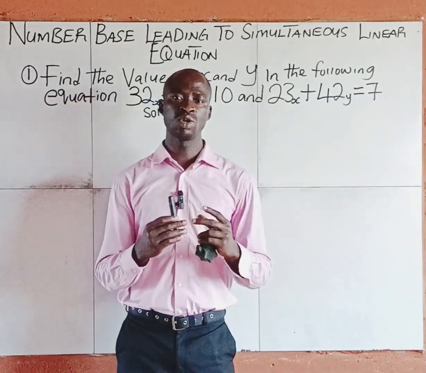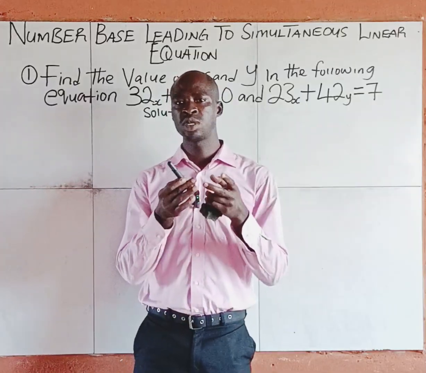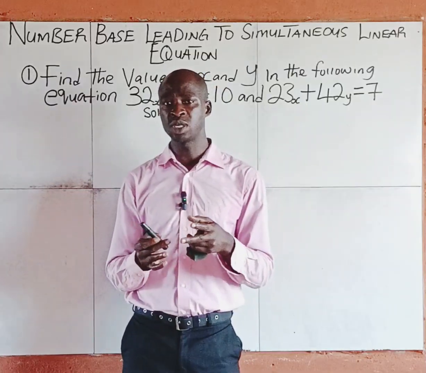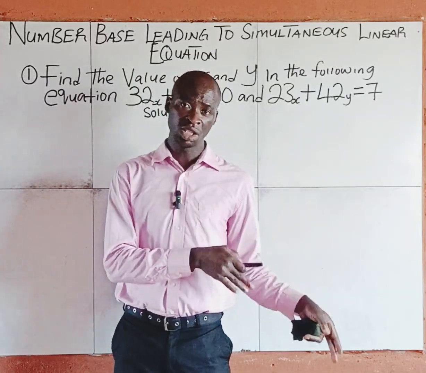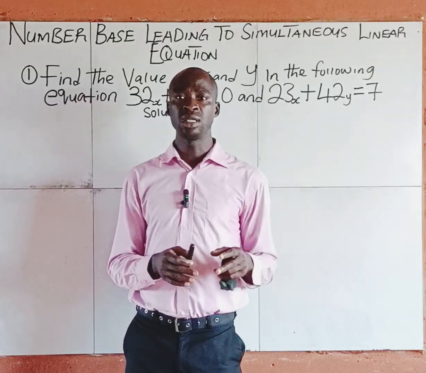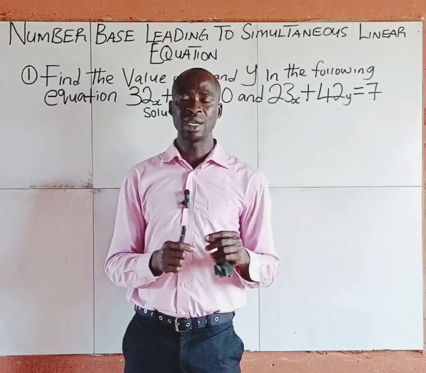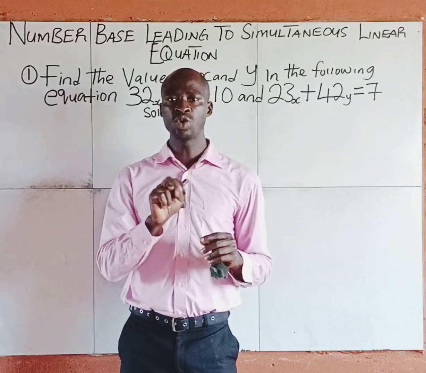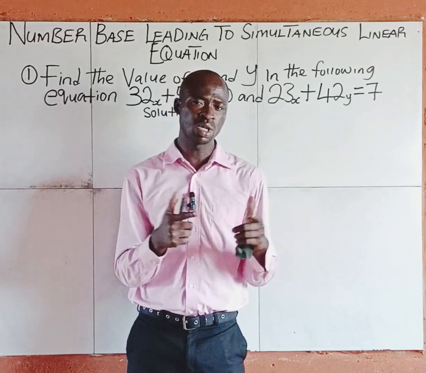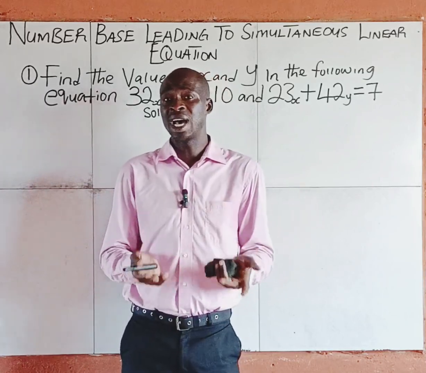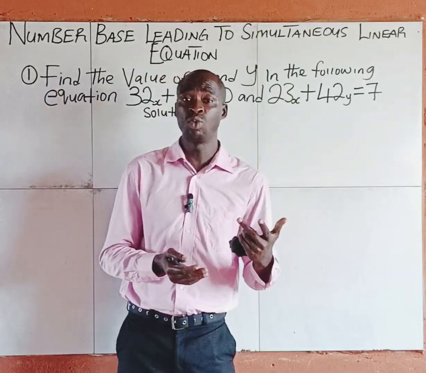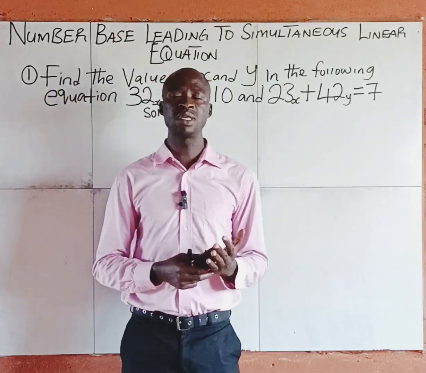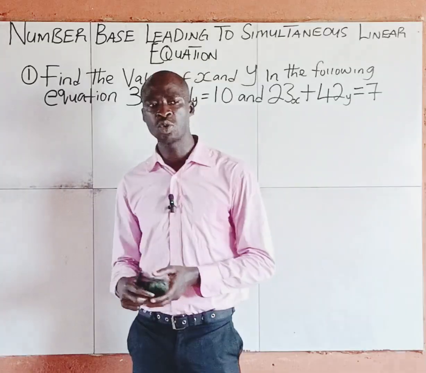First of all, what is simultaneous linear equation? A simultaneous linear equation is a topic that is taught starting from J3. It is an equation where you are asked to find two variables. When you say something is moving simultaneously, they are moving together, meaning you are asked to find both x and y.